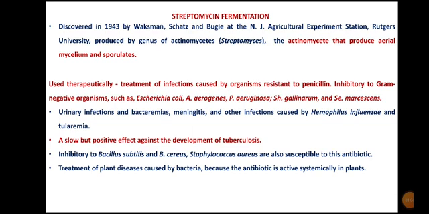The therapeutic use of streptomycin is like this. It is used in the treatment of infections caused by bacteria resistant to penicillin. So it is inhibitory to both gram positive as well as gram negative bacteria. Among gram negative, it is used for the treatment of infections caused by E. coli, Aerobacter aerogenes, Pseudomonas aeruginosa, Shigella, Serratia, etc. So it is useful in the treatment of urinary tract infections, bacteremias, meningitis, and other infections caused by rare bacteria like Haemophilus influenzae and tularemia.